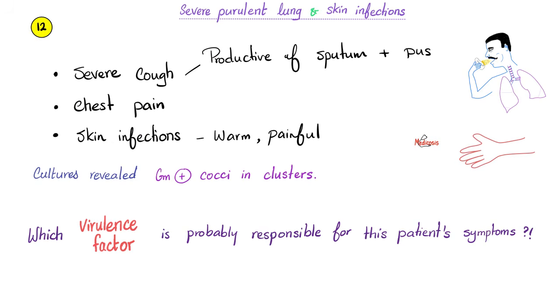Story number 12 is about a patient who's suffering from severe cough, productive sputum, and pus. But that's not the only problem. We have lung problems and skin problems, infections, redness, hotness, swelling, pain, loss of function. Cultures showed gram-positive cocci in clusters. Now you know the organism. Can you name the virulence factor?